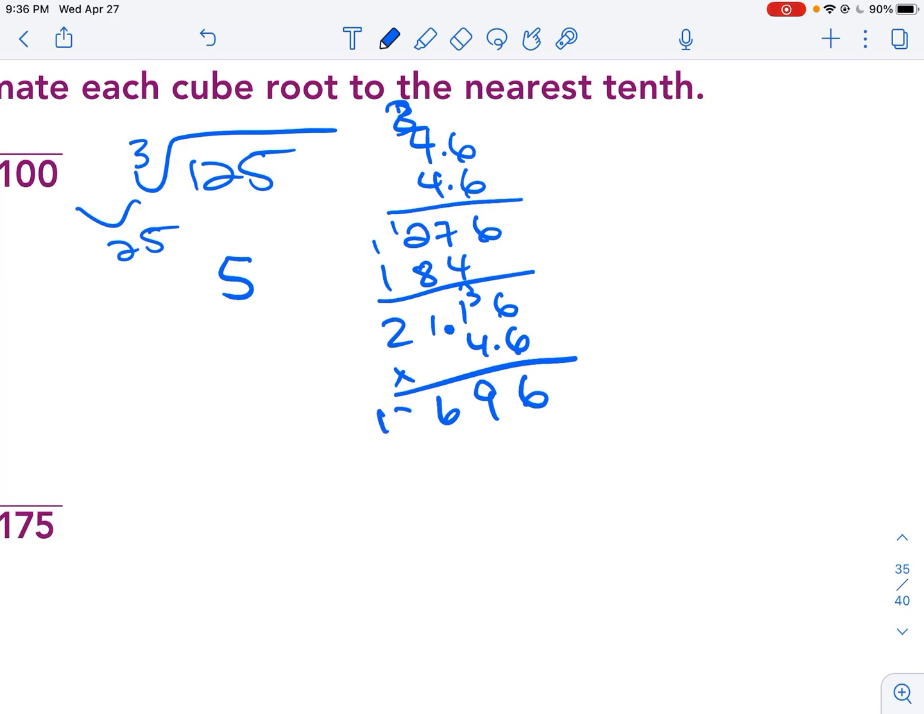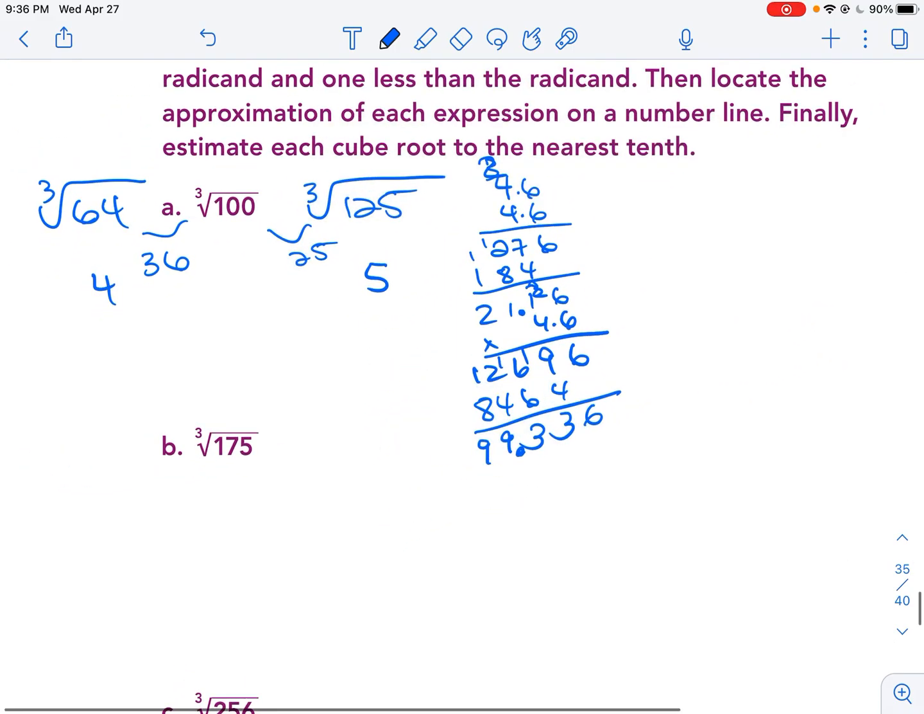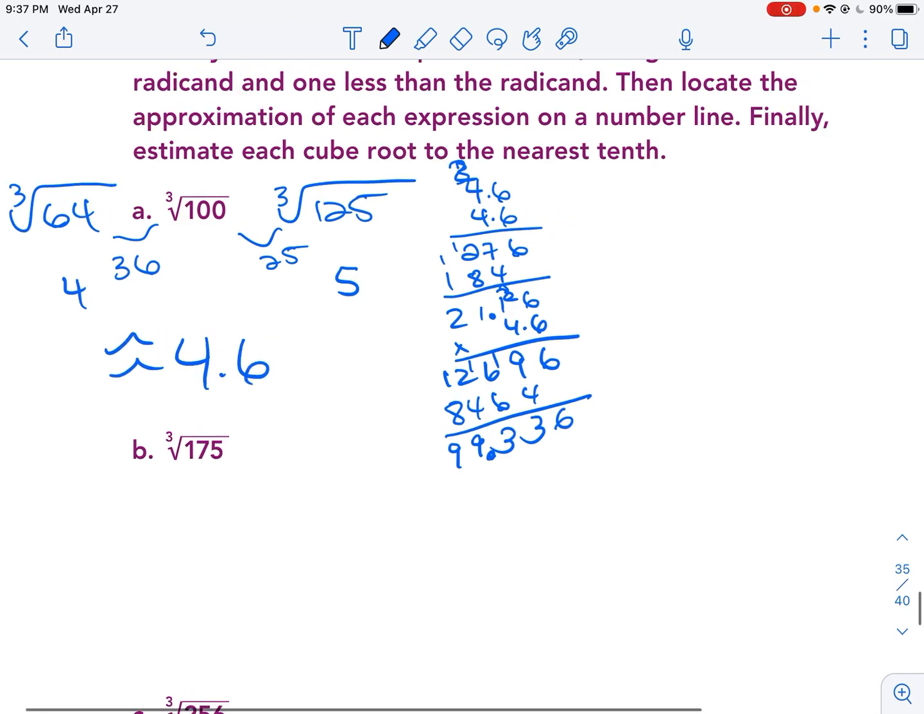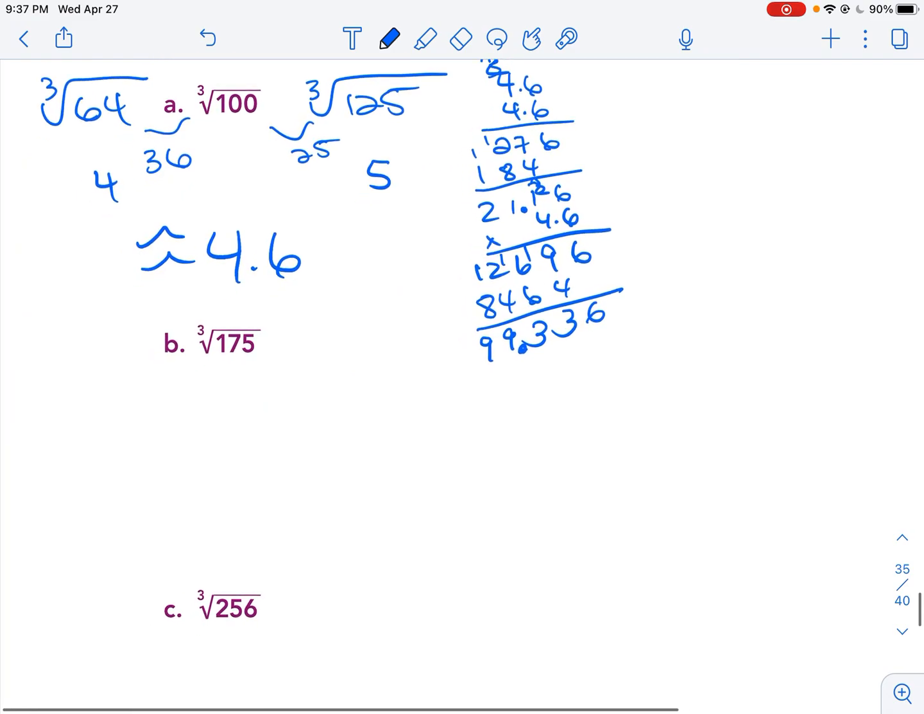That's 6, 9, that's 6, that's 12. Then I do the 4, that's 24. That's 4, 5, 6. That's 4, and that's 8. 6, that's a 3. That's going to be 8, 9, and 9. 99.336. So I'm going to guess that it's probably not going to get any closer than that. So that's approximately 4.6.